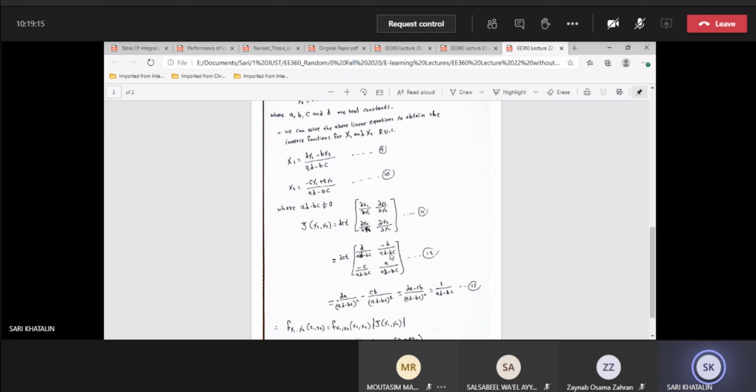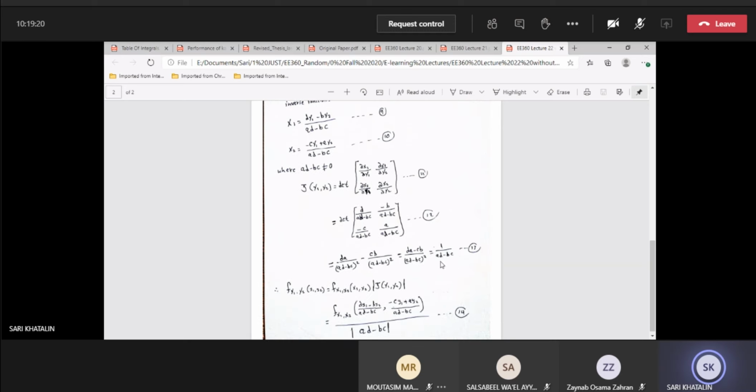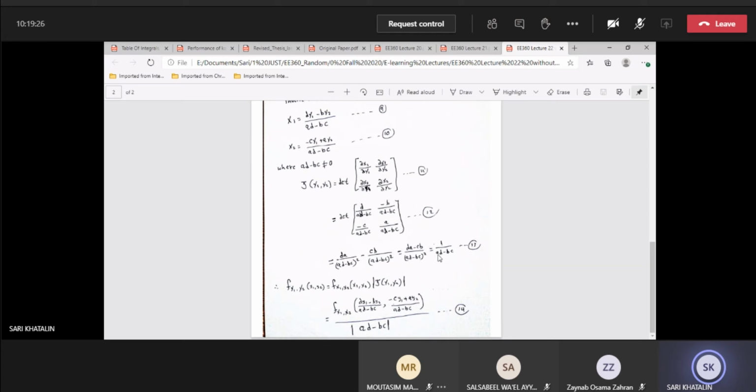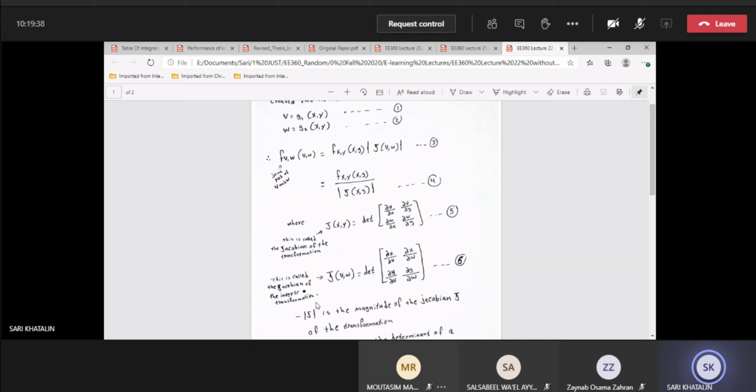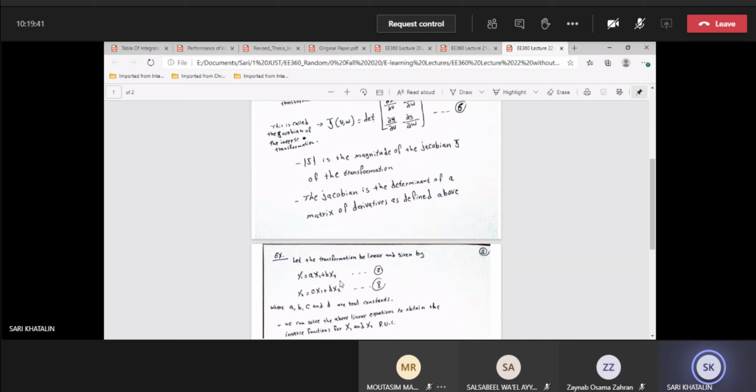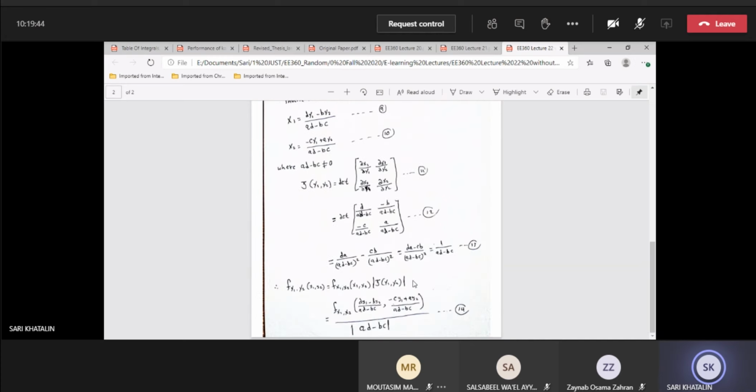And after you multiply them by each other, okay, we all know how to deal with matrices, and it's going to be 1 over ad minus bc. So, of course, according to this equation, we're going to use equation 3, since we found the matrix, which is the Jacobian of the inverse transformation. So it's going to be the joint PDF of x1 and x2 times the Jacobian of the inverse transformation, y1 and y2.